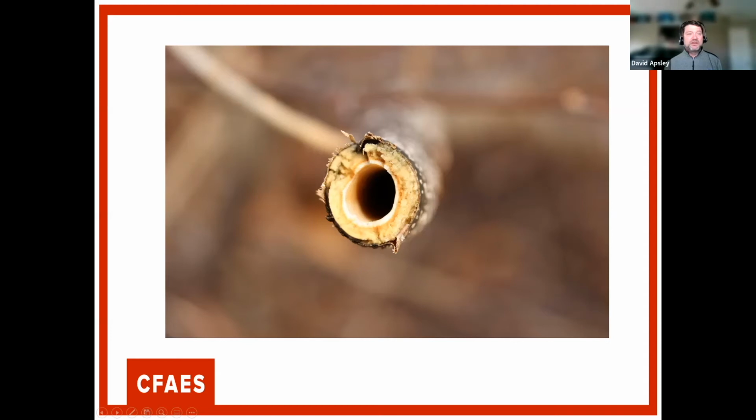Some are hollow. This is Paulownia, a non-native tree that's becoming pretty invasive in the southern part of the state. It's got a hollow center. And even in a big cross section of a tree this big, you're going to have a hollow center. And it's very obviously hollow from top to bottom.